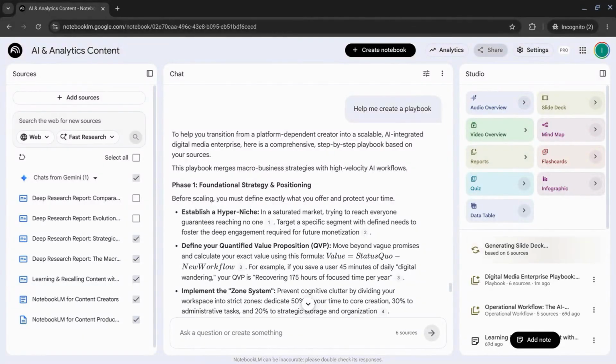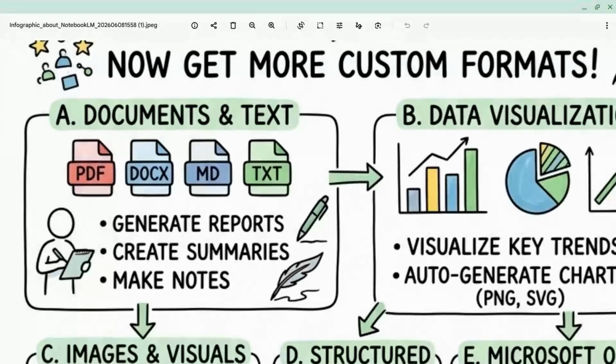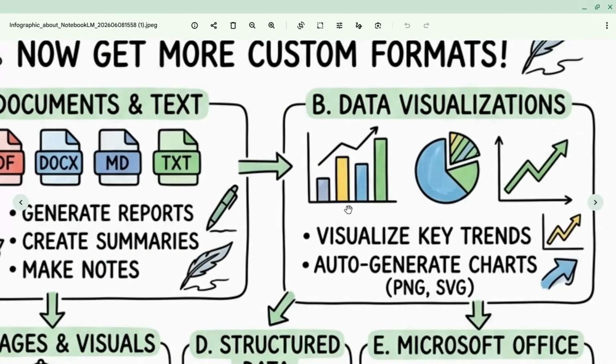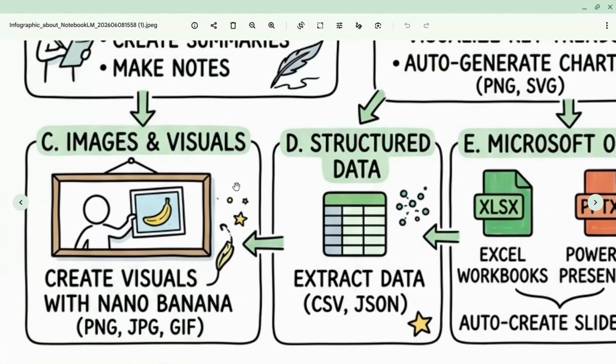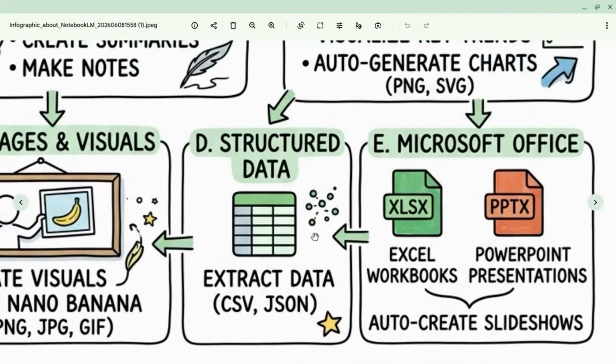The new chat experience is an upgrade for NotebookLM. You can generate a lot more output formats, including PDFs, Word documents, markdown files, text files to generate reports, custom summaries, or make notes. You can create data visualizations where it'll generate PNG files and SVG files for charts to identify trends, create images and visuals with Nano Banana in PNG, JPG, and GIF formats, structure data with CSV and JSON files, and then Excel workbooks and PowerPoint presentations.